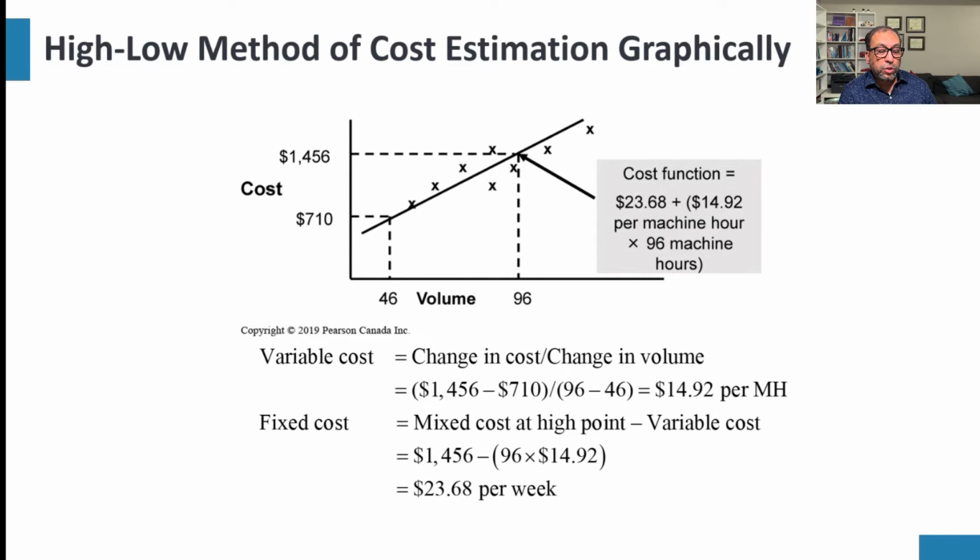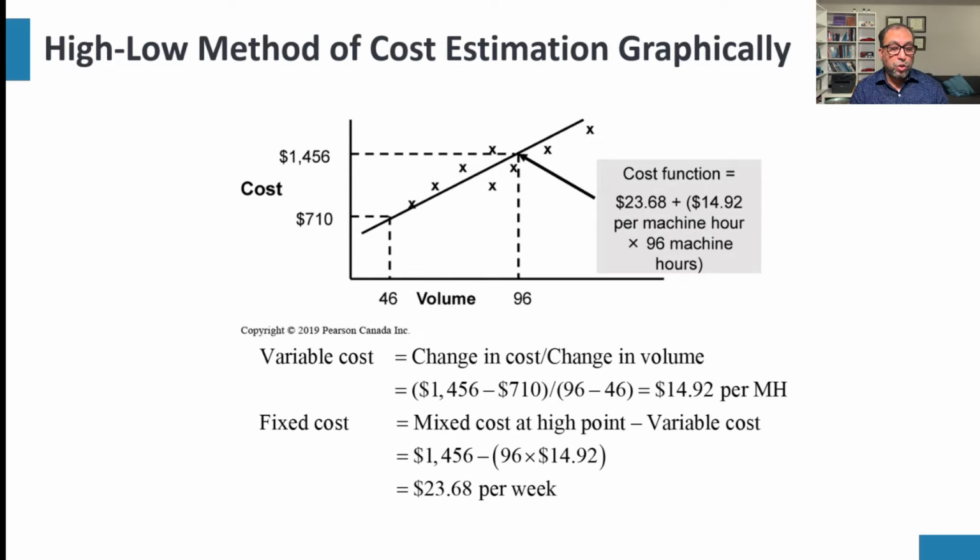The highest observed value from our data is 1456, that is the cost against the activity of 96, minus the lowest, 710, where the activity level is 46. So we divide the highest cost, 1456 minus 710, by 96 minus 46, and we get 14.92 per machine hour.